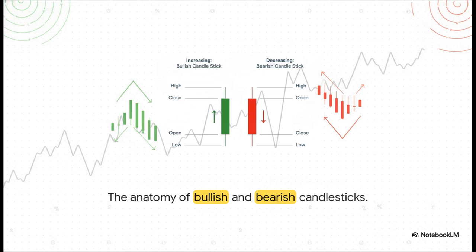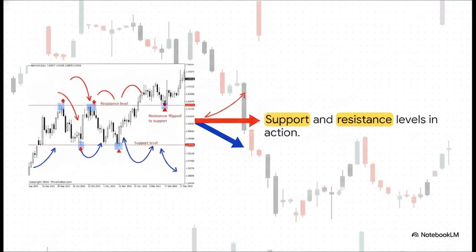A green, or bullish, candle shows the price opened low and closed high. The red, or bearish, candle shows it opened high and closed low. And those thin little lines coming out of the top and bottom, those are the wicks, and they show the absolute highest and lowest prices reached during that exact period. When you string those individual candlesticks together, you start to see patterns emerge based on historical data.